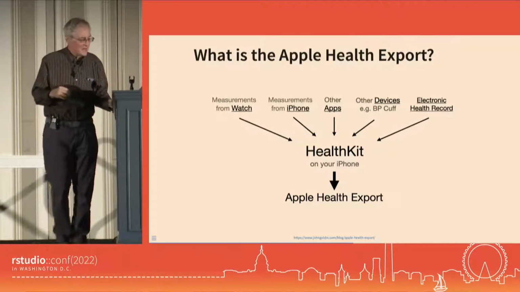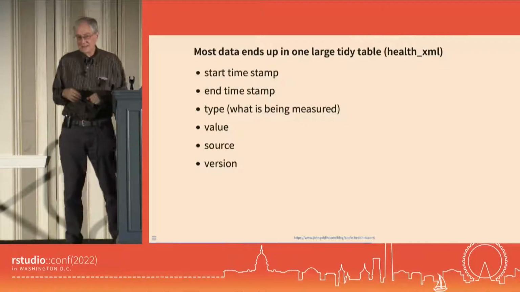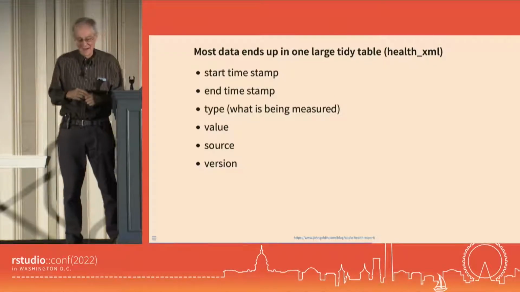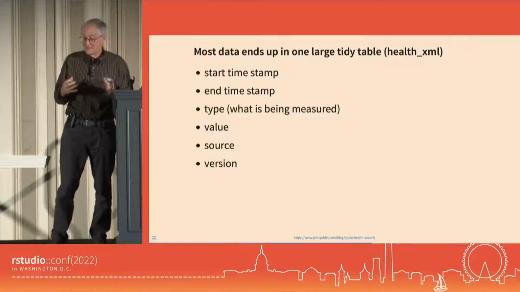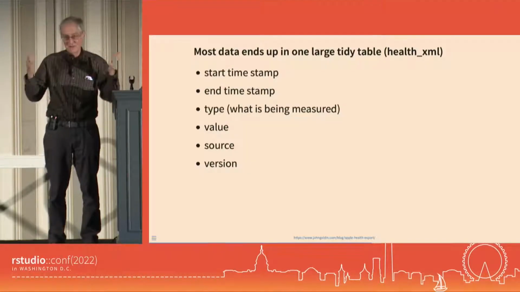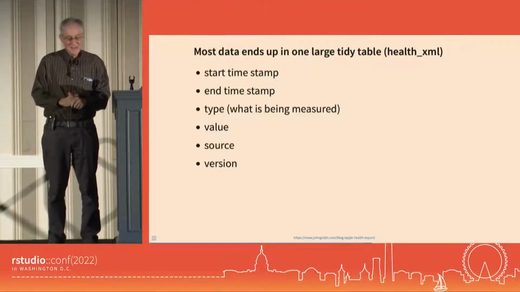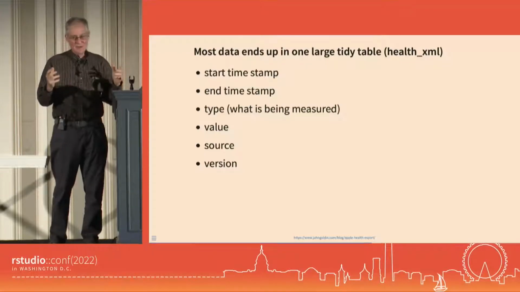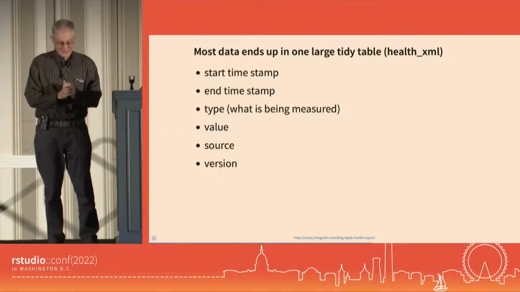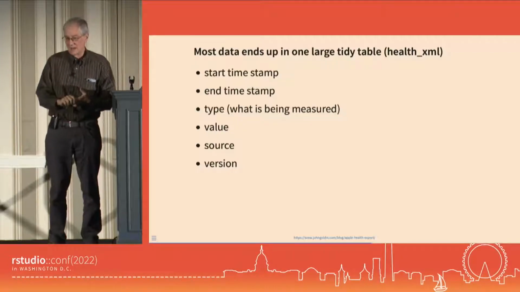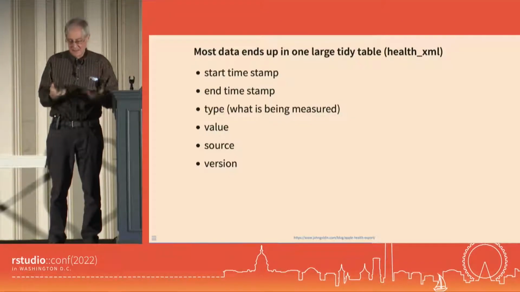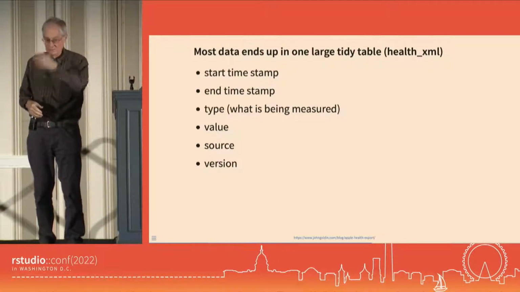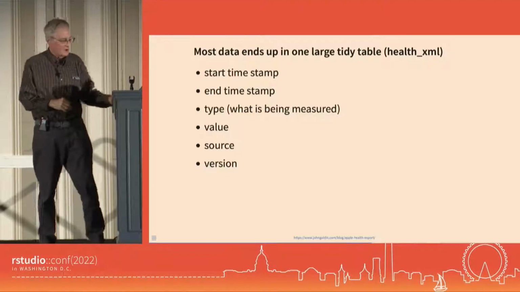There's basically one table that I care about, and before I process it in, that one is like 1.5 gigabytes. It is a tidy table, you don't even have to tidy it up. It's already a tidy table. It's got one row per measurement for my 3.9 million measurements or whatever it was. Each row has a start timestamp, an end timestamp, the type of what is being measured, the value, and the source of the measurement, the phone or my blood pressure cuff or whatever, and the version of the software that did that measurement.